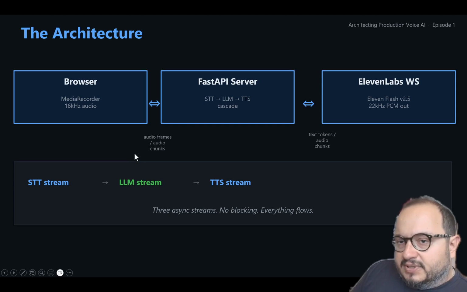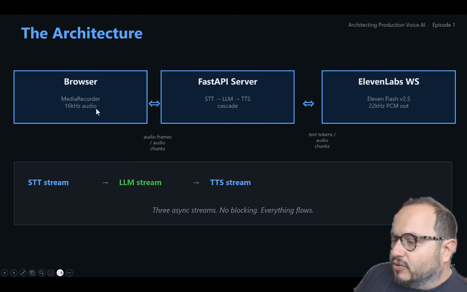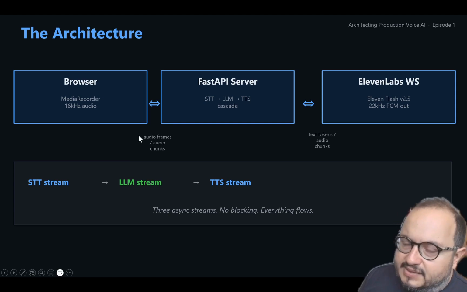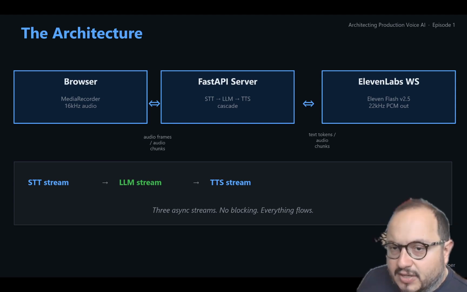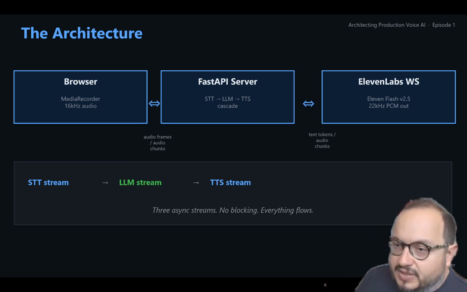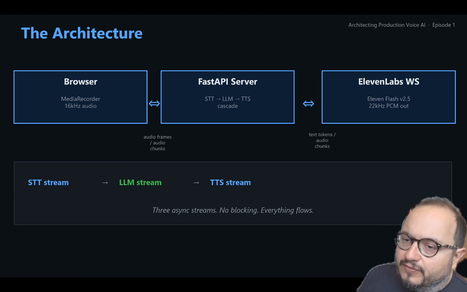The architecture for this episode has 3 components: a browser client, a FastAPI server, and the ElevenLabs WebSocket endpoint. The browser client opens a WebSocket connection to our FastAPI server and starts streaming microphone audio frames. We use the browser's MediaRecorder API to capture audio at 16 kHz. That is the sample rate Eleven Flash v2.5 is optimized for.